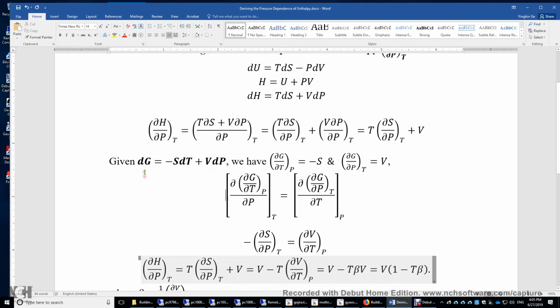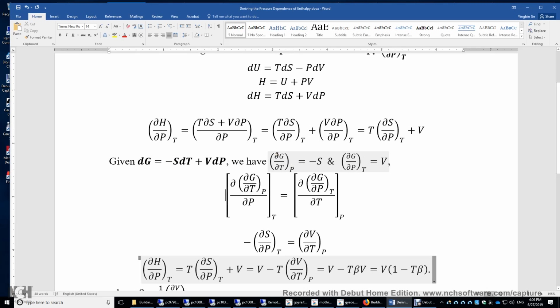And then we are going to prove one of the Maxwell relations, starting from dG equals negative S dT plus VdP. This is from the definition of G, G equals H minus TS. And then, given this equation, we have ∂G over ∂T under constant pressure condition equals negative S, and ∂G over ∂P equals volume under constant temperature condition. So we have these two equations.